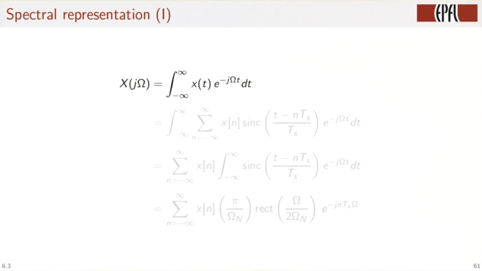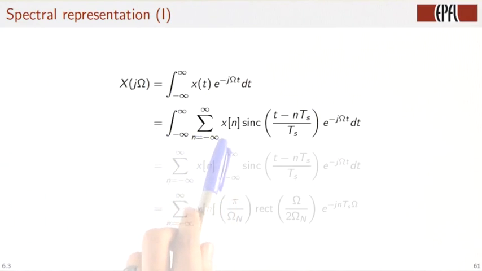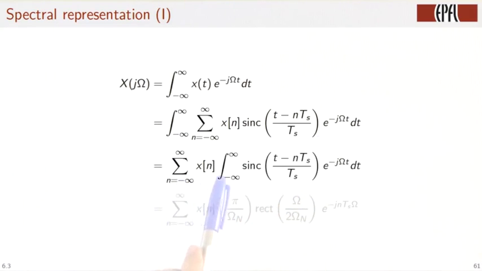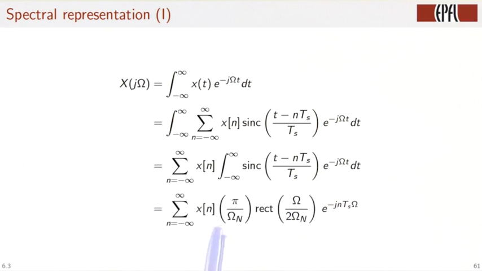So let's compute the Fourier transform, capital X(j omega), which is the integral of x(t) multiplied by e to the minus j omega t. We write out the expression for x(t) as the interpolation of the sequence x[n]. Then we interchange the order of summation and integral. We can take x[n] outside. So inside we have sinc of (t minus nTs) over Ts. Then we remember, of course, that the Fourier transform of sinc is a rect function. But it's also sinc shifted by nTs. This gives a phase factor e to the minus j n Ts omega, which is at the very end.